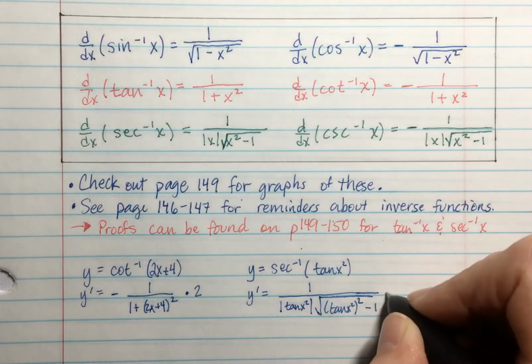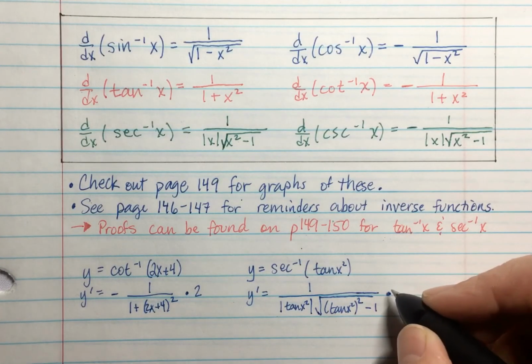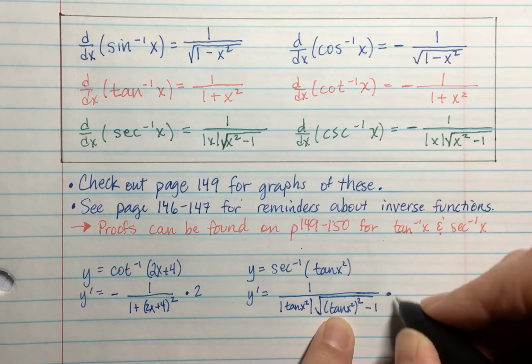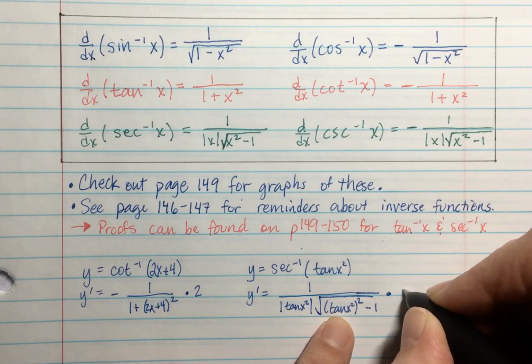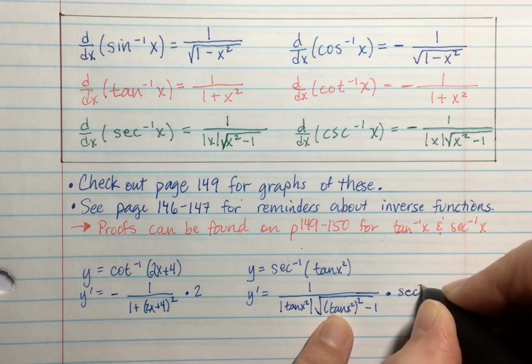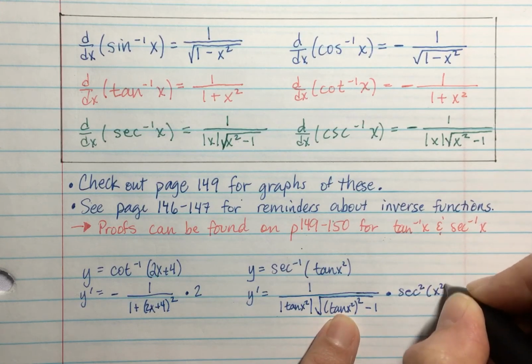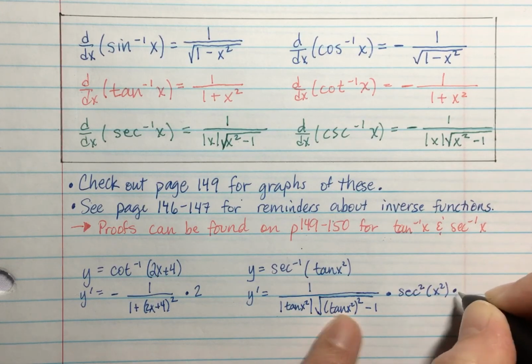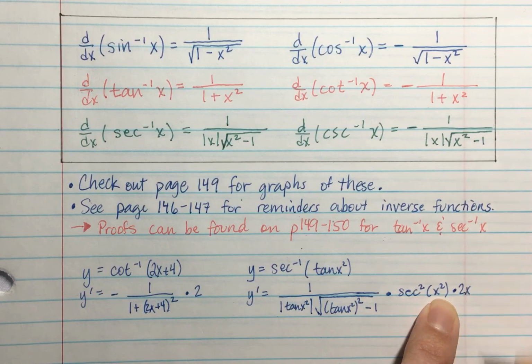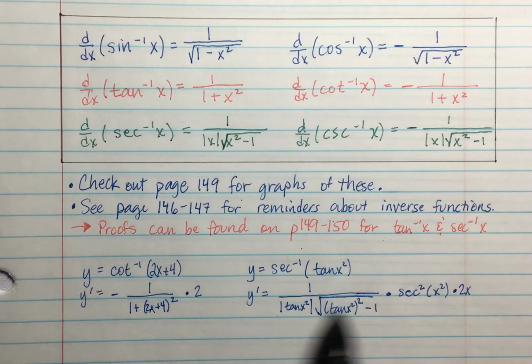And then times the derivative of the inside. So the derivative of tangent is secant squared. Keep its inside the same with that x squared. And then times the derivative of our inside, 2x. This is a spicy problem. If you can do this, you're really good at this stuff. So it's pretty gross, but it can be done. Just pay attention to the chain rule.